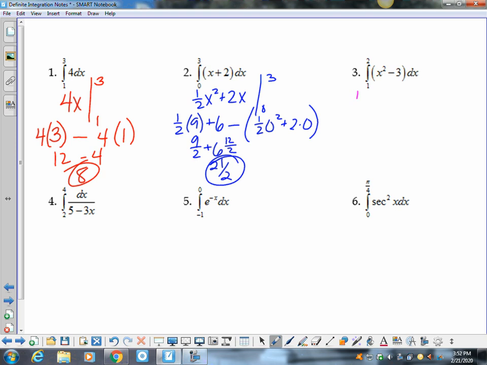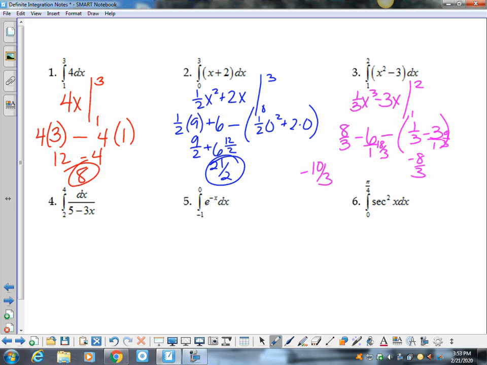This next one is going to be 1/3 x cubed minus 3x from 1 to 2. So I'm going to plug in a 2 and get 8/3 minus 6 minus, and this is important, parentheses, plug in a 1, that would be 1/3 minus 3. If I put this over 1, that'd be 18/3. So that's a negative 10/3. And if I put this over 1, that's a negative 8/3. But remember, there's a minus here. So that gives me a negative 2/3.